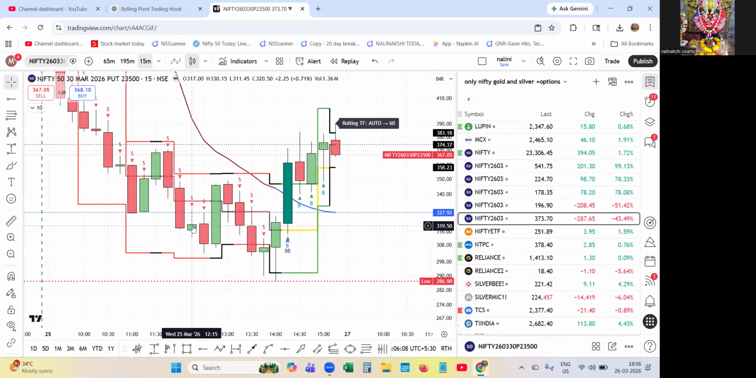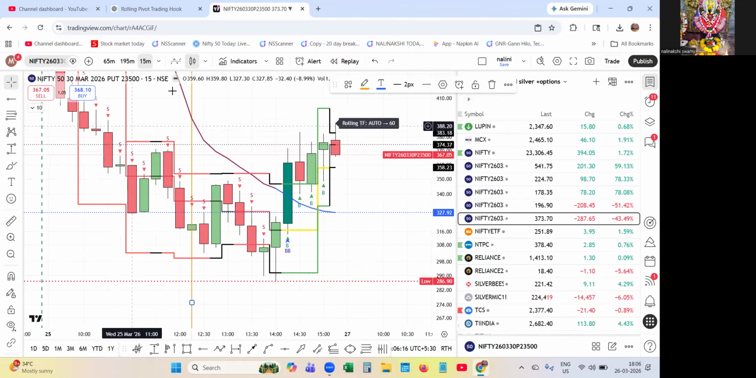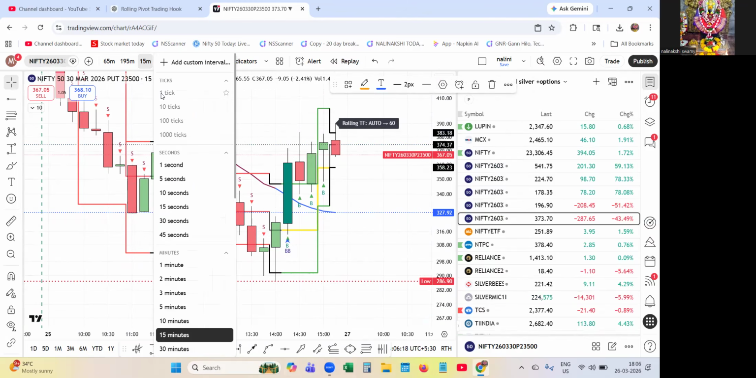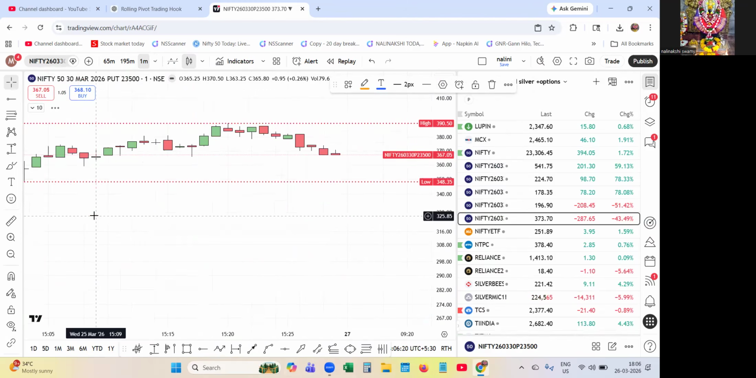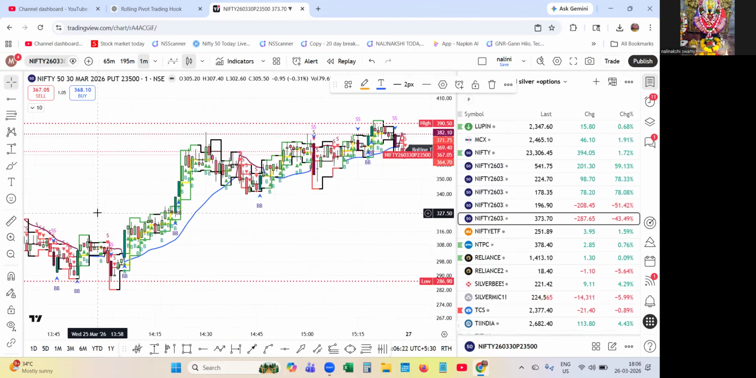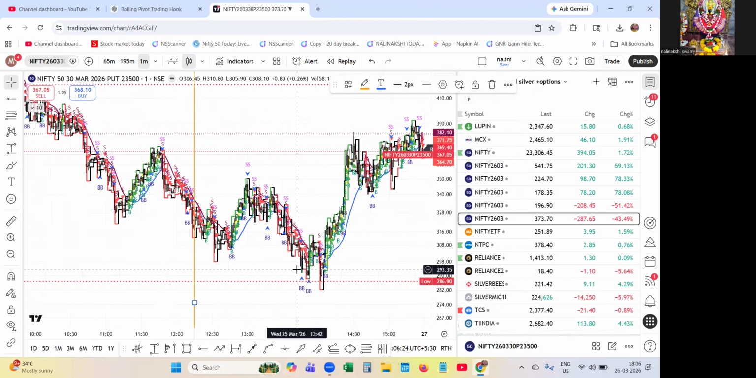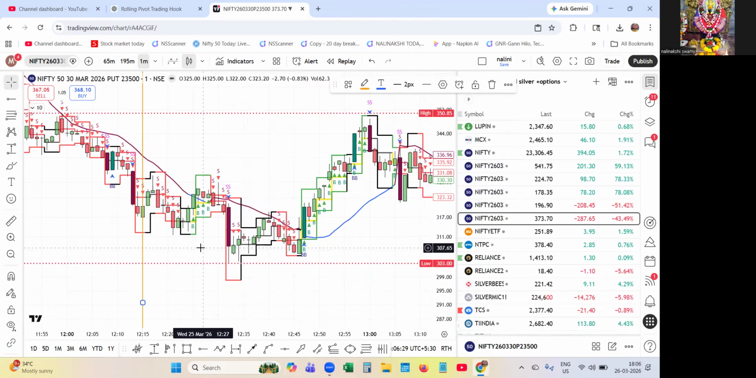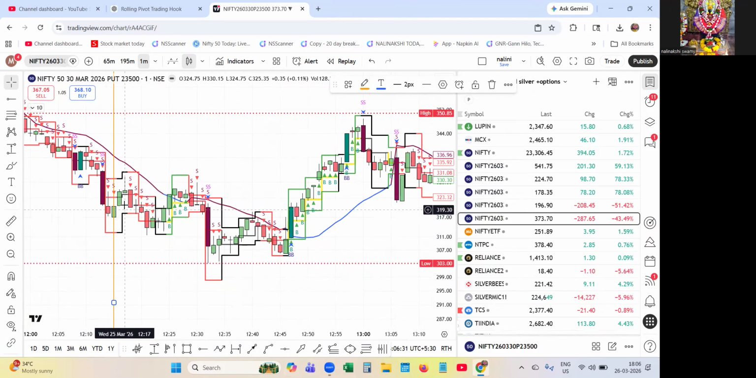12:15 candle. This is the 12:15 candle. I'm marking this with the vertical bar and shifting the time frame to 1 minute. Then I will get a box over there. This is the first box, 1, 2, 3. This is the box. So my reference levels are here.